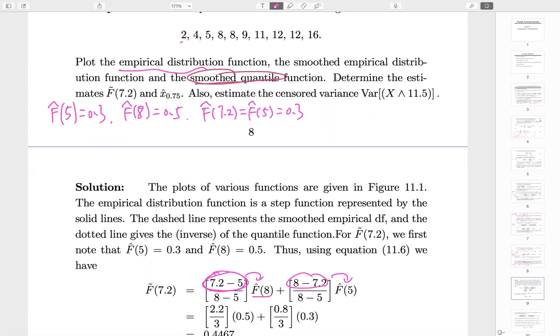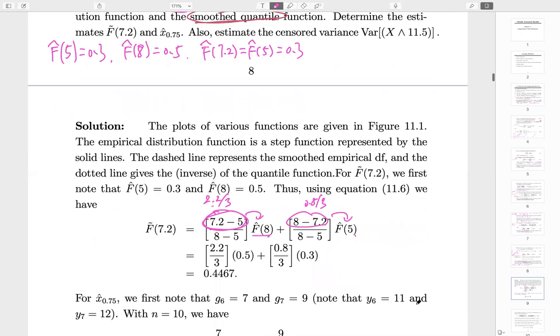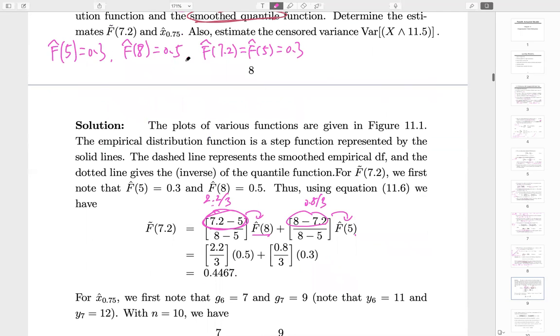So that's why you apply 0.8 divided by 3. Here is 2.2 divided by 3. So you can see the weight on F8 is much bigger than the CDF at 5. Right. So that is easy. Next, we want to know the 75% quantile.